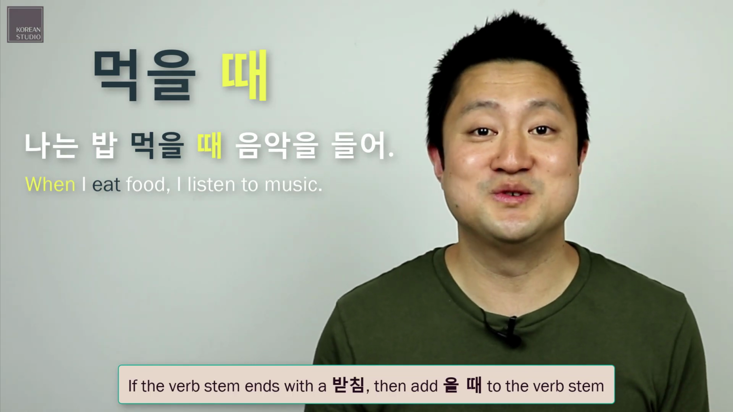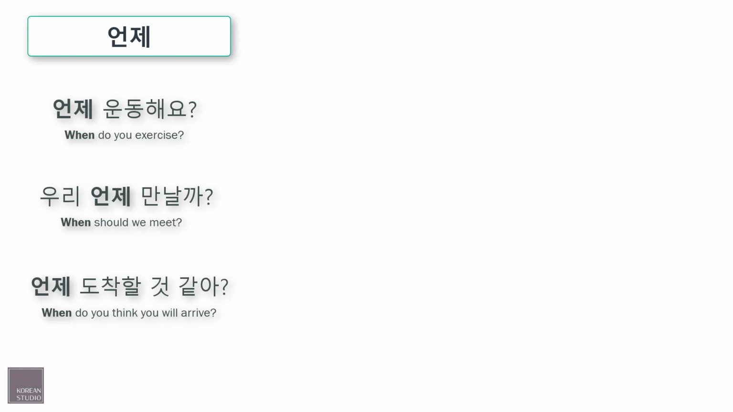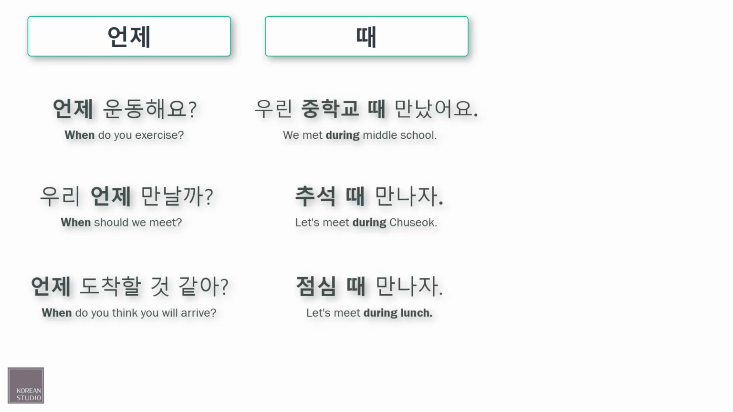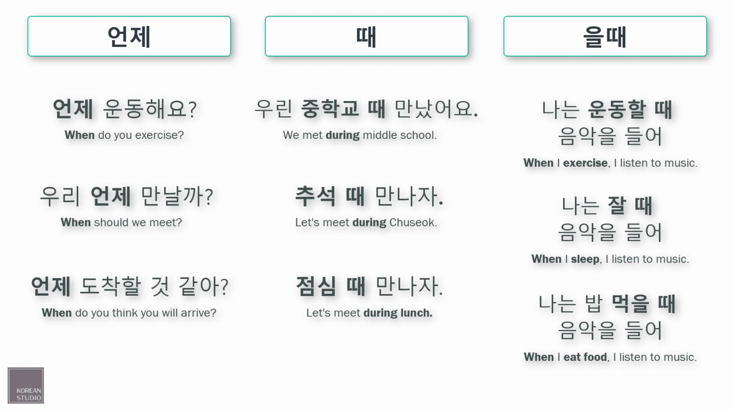So that's how you use 을 때. Okay, so to wrap up, 언제 is generally used to ask questions about when something happens. 때 is used with nouns that refer to a particular time period, and its use is similar to during. And 을 때 is used with verbs like the conjunction when.